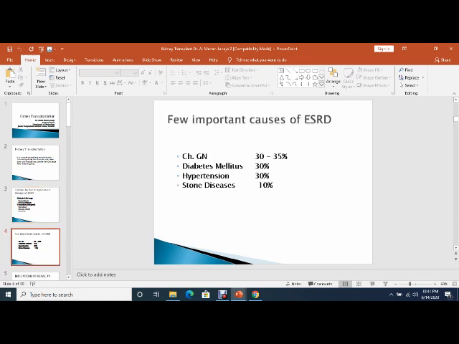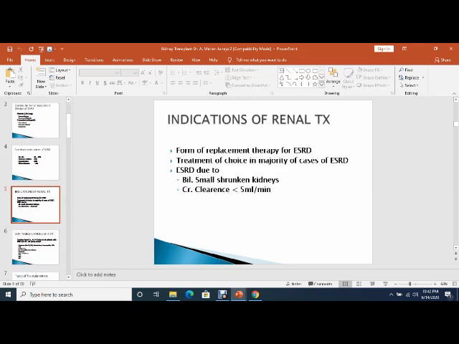So, the causes of end stage renal disease, as already discussed in the previous lecture: diabetes, chronic GN and hypertension are the contributing factors that lead to end stage renal disease. After that, stone disease can cause a problem, chronic pyelonephritis, recurrent UTI, and scarring of the kidney.